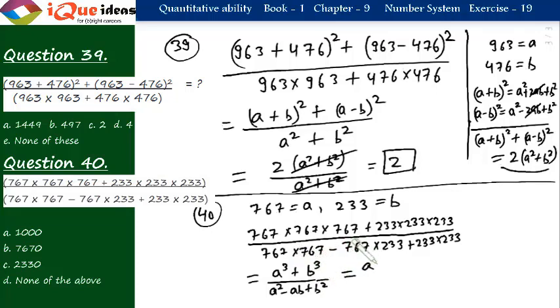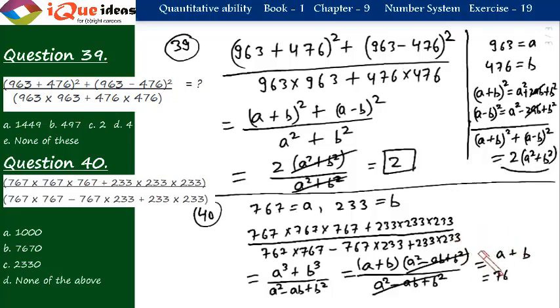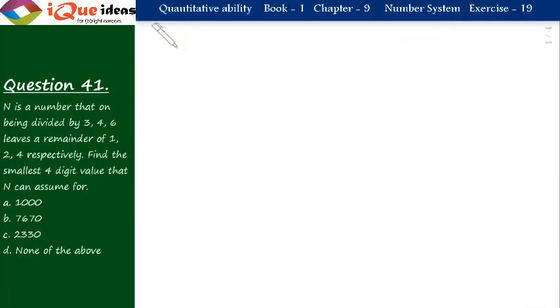Just now in one of the previous questions we said that A cube plus B cube can be factorized as (A plus B) into (A square minus AB plus B square), and the whole thing divided by A square minus AB plus B square. So the second part gets cancelled. So what we are remaining with is simply A plus B, which is 767 plus 233, and the final answer is 1000. Alright, so the answer of this question is 1000.